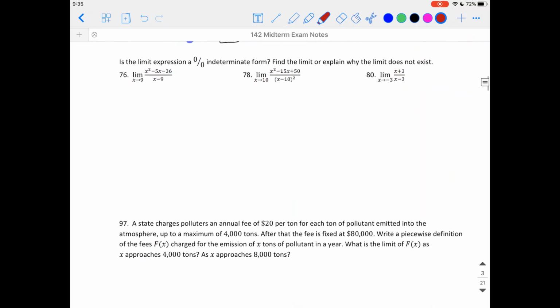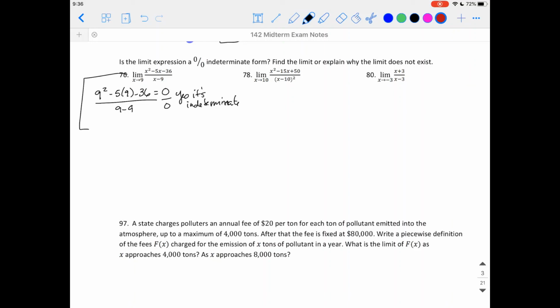So the next ones we're not going to graph. The limit expression is 0 divided by 0, an indeterminate form. Find the limit or explain why the limit does not exist. You can graph them if you so desire. The first thing, again, is to substitute it in. So 9 squared plus 5 times 9 minus 36. If you do that in your calculator, you get 0 for the numerator. And then 9 minus 9 is 0. So yes, it's indeterminate. So we got some work to do.